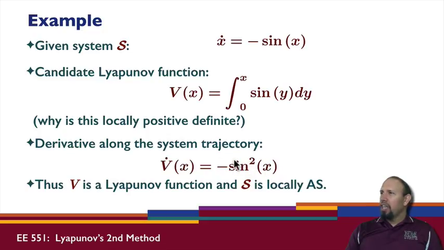This quantity is locally negative definite. When x is 0, this is 0. When x is non-zero near the origin, this is negative. So v then is a Lyapunov function, and the system S is locally asymptotically stable.